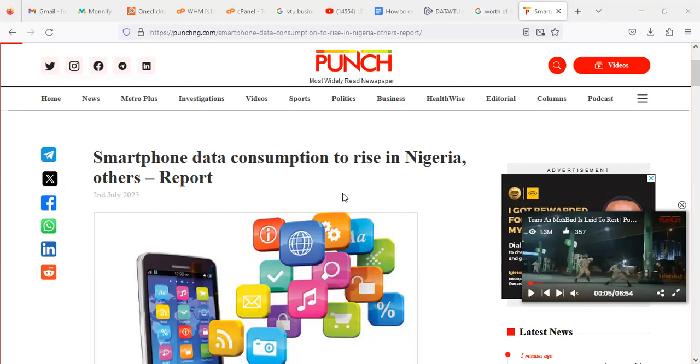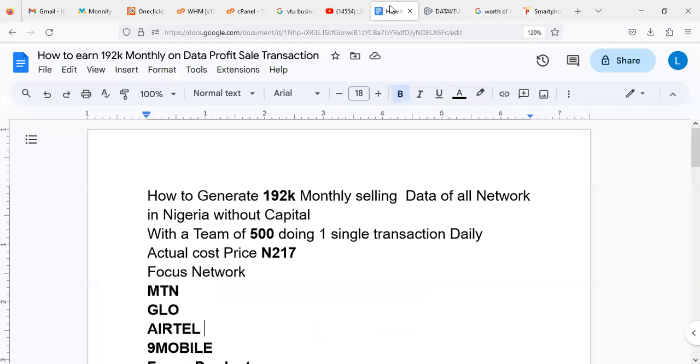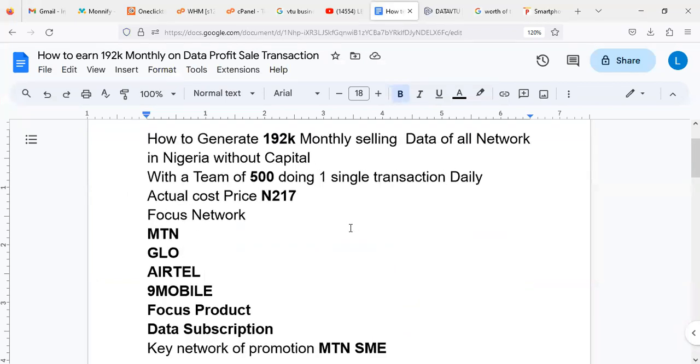Others are doing it the difficult way, which is directly dealing with the platform, but I want to show you the smartest way of doing that. And that is through owning for yourself an automated system that enables you to sell this product and also make this amount of money. The central key focus here is MTN, Glo, Airtel, and 9mobile. So these are the networks we'll be dealing with in this very training.